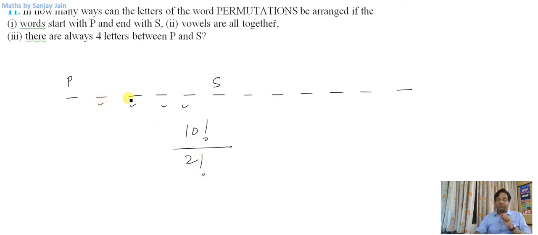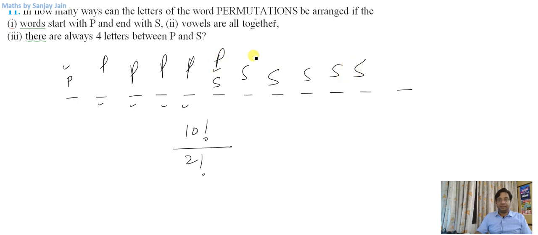Now what about positions of P and S? If P is at this position, S will be here. If P comes here, second position, then S will be here, because I have to maintain 4 letters between P and S. If P comes at third position, then S will be here. P, S, P, S. If P comes here, S will be here. P is here, S will be here. There is no other position for P, right? The way I'm going, 1, 2, 3, 4, 5, 6, 7. So I'll have to multiply this with 7, because these are the arrangements for P and S.